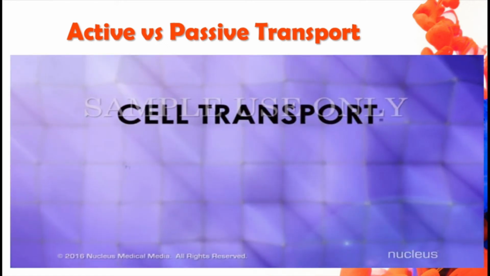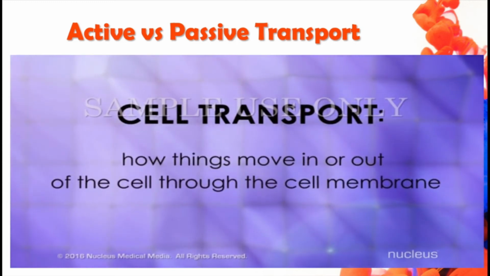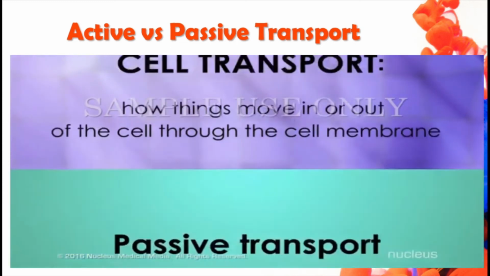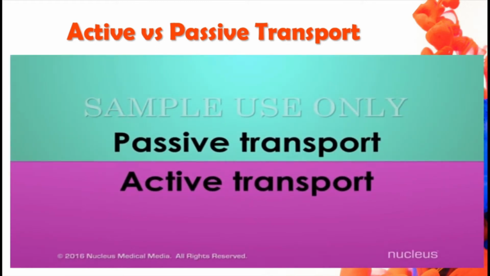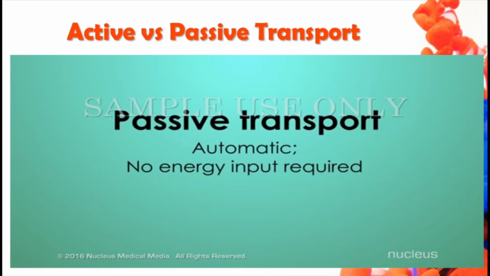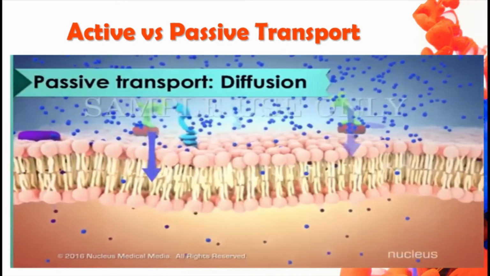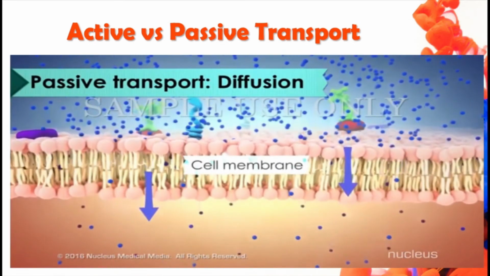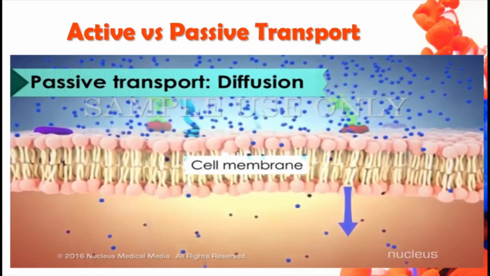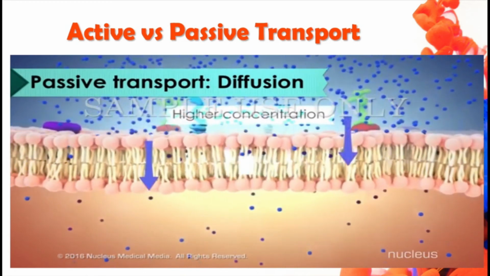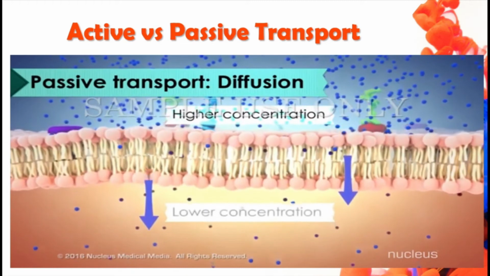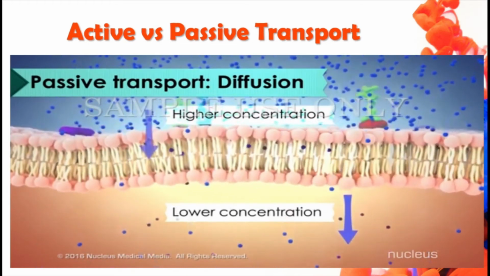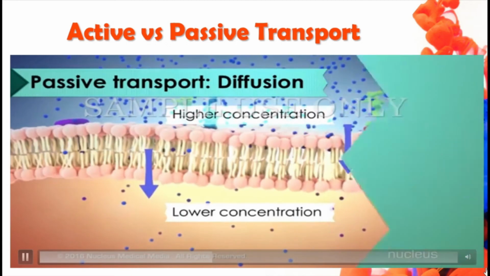Cell transport is the process of how things move in or out of the cell through the cell membrane. There are two broad categories of cell transport. The first category is passive transport. For a cell, passive transport means it's an automatic process that doesn't require any input of energy. For example, diffusion is a passive process in which particles move either into or out of the cell from an area of higher concentration to an area of lower concentration. The cell doesn't use any energy when this happens.